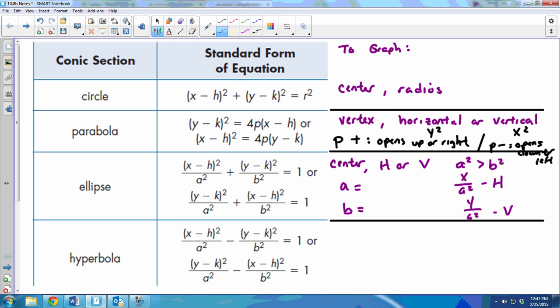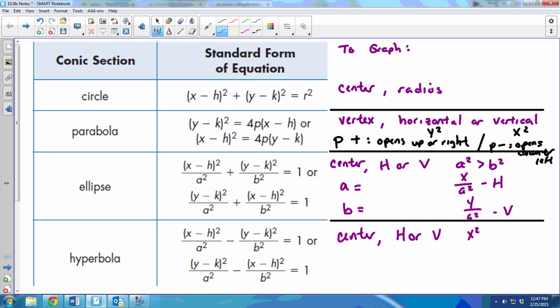Okay? So then I told you to hold that thought. So if I have a hyperbola, you need to know the center, and you know if it's horizontal or vertical. And how do you know if it's horizontal or vertical for a hyperbola? Which one comes first, right? Or which one is positive, right? We're assuming that the negative is going to be in the middle, right?